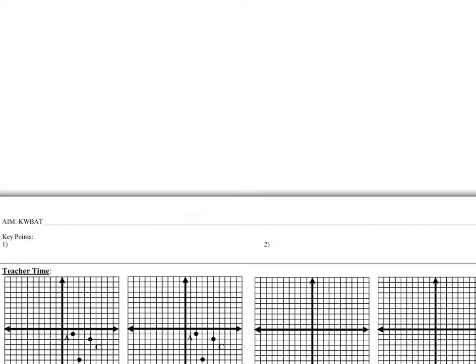Today's aim: kiddos will be able to rotate points or figures on a coordinate grid. So we're going to be looking at rotating points on a coordinate grid that works along our unit.